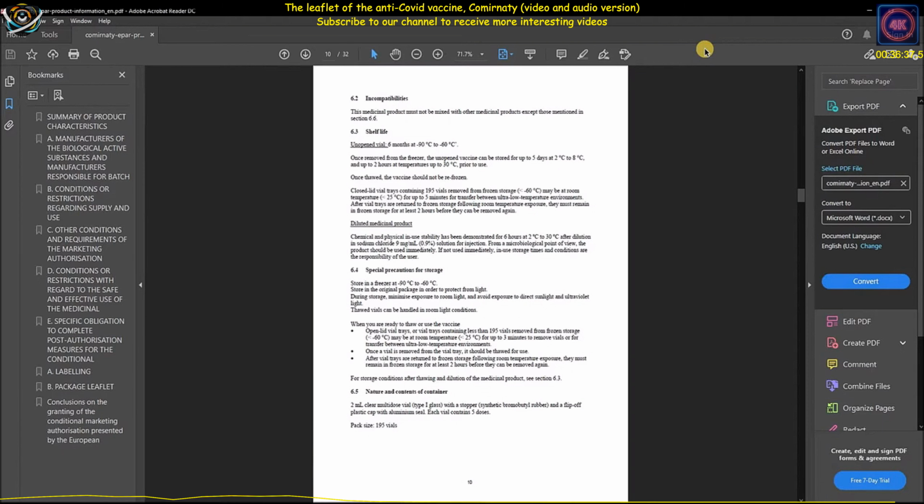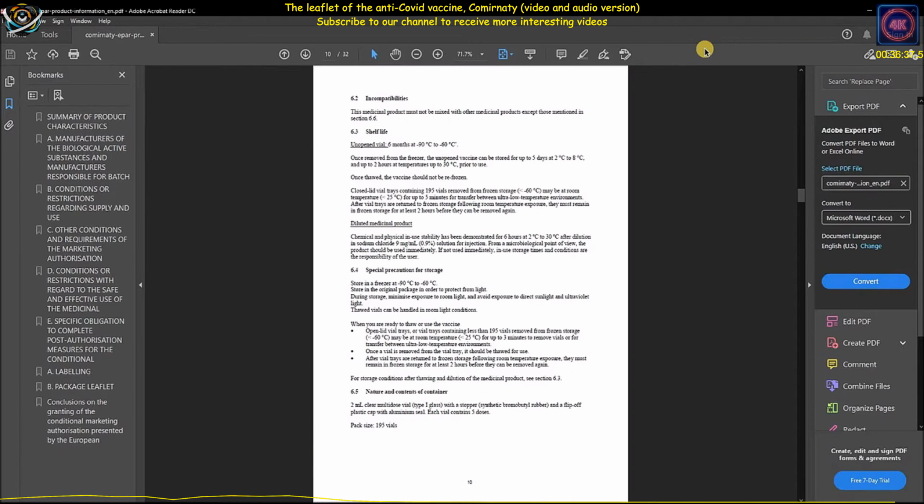Diluted medicinal product. Chemical and physical in-use stability has been demonstrated for 6 hours at 2 degrees C to 30 degrees C after dilution in sodium chloride 9 mg/ml, 0.9%, solution for injection. From a microbiological point of view, the product should be used immediately. If not used immediately, in-use storage times and conditions are the responsibility of the user.